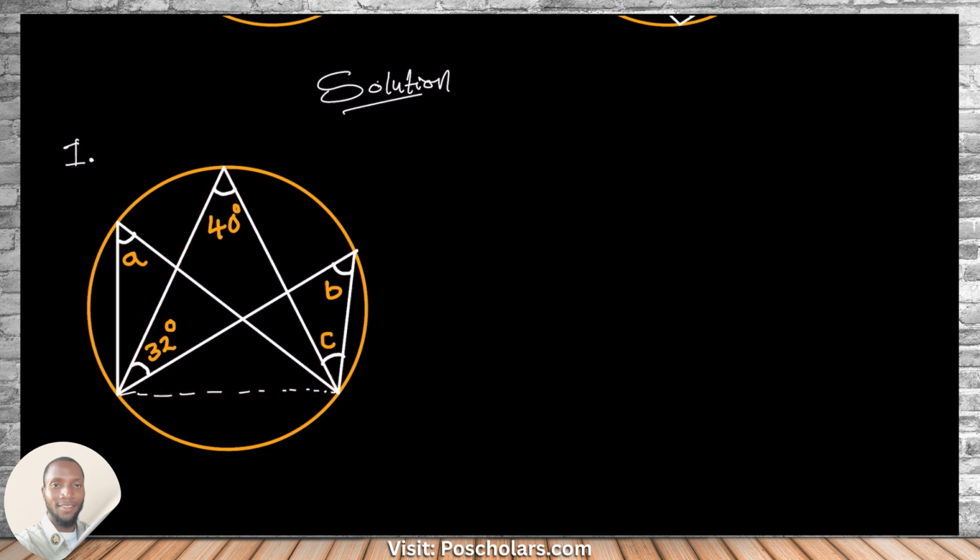You can see it simply means angle A is equal to angle what? 40. That means A is equal to 40 degrees. So you write it confidently: A is equal to 40 degrees. Then you write your reason in case it's a theory exam: angle in same segment.